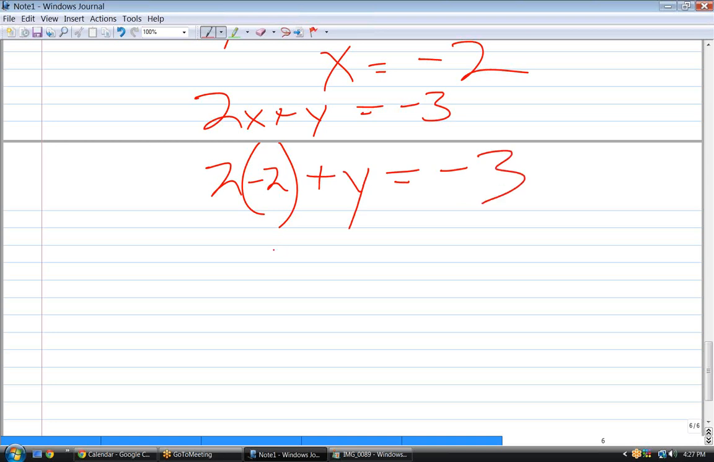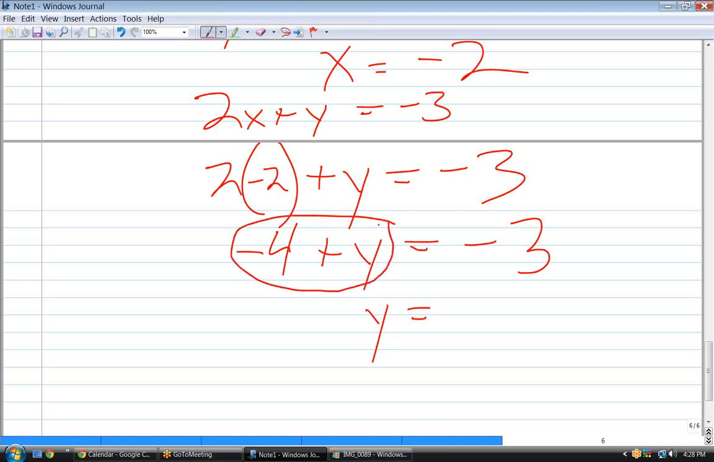What's the next line here? It'd be -4 plus y equals -3. Okay, and then what's the next step? I got to add 4. In other words, right now, 4 is being subtracted from y, or a -4 is being added to y. So in order to get rid of that -4, I have to add 4 to both sides. Well, when I add 4 to this side here, a -3 plus a +4 gives me 1.